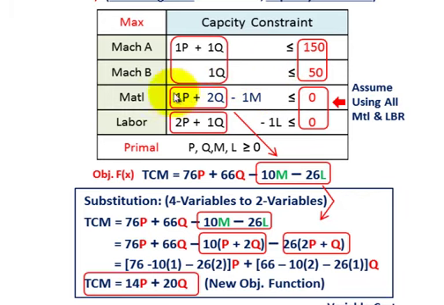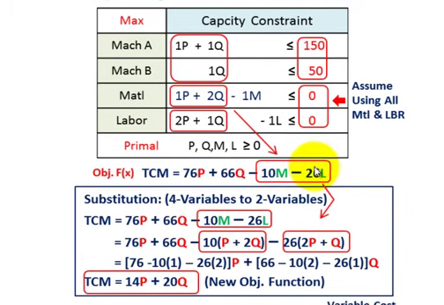So let's just say for our material and labor, let's assume we're using all the material and labor, of course. With this objective function that we've come up with, and our material and labor requirements, we're going to take these constraint requirements and just put them into our objective function.